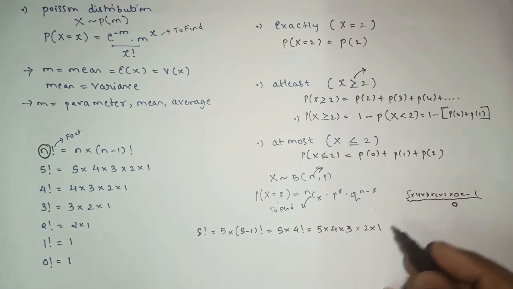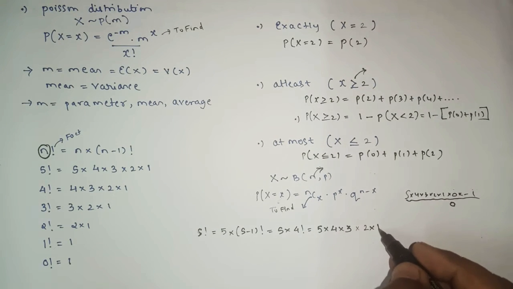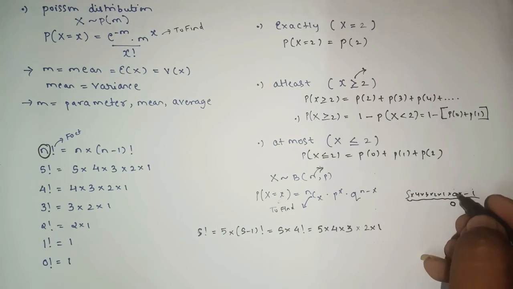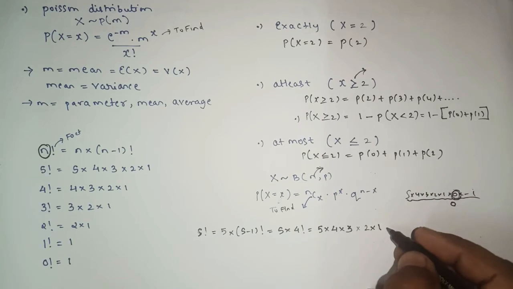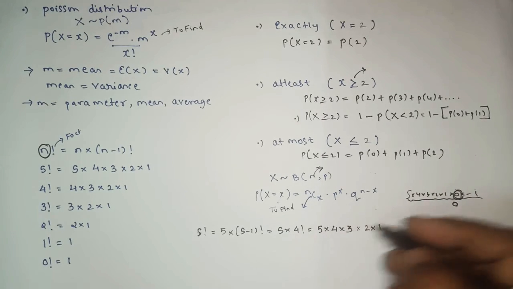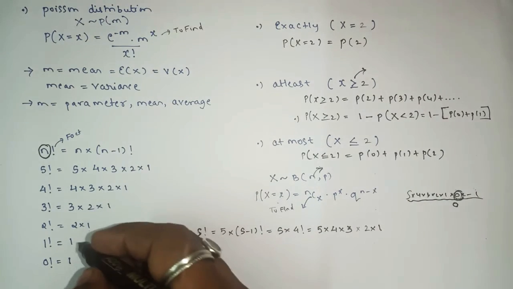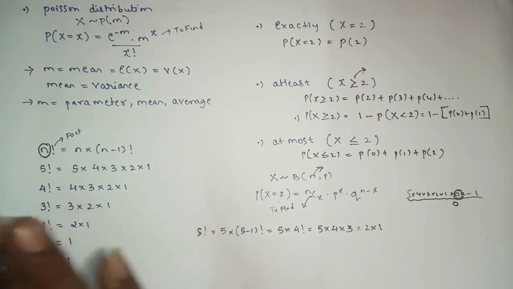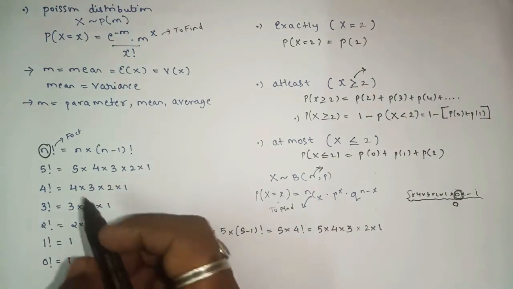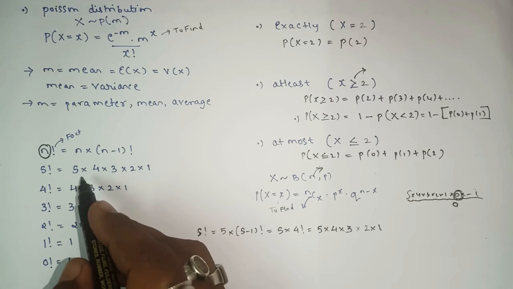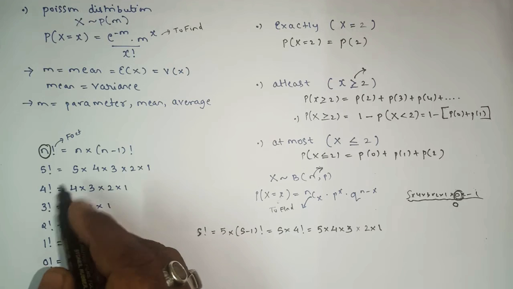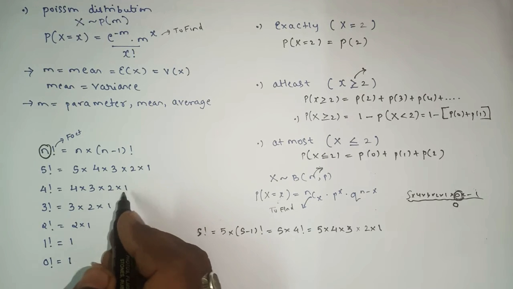So I can say that n belongs to the natural numbers. Till the natural numbers you have to take. We cannot consider the whole numbers, because if you consider the whole numbers, that means 0, and 0 into a number will be 0, and in each and every case the factorial answer will be 0. So here we have to consider till 1 only. Okay, so 5 factorial we can write as 5 into 4 into 3 into 2 into 1. 4 factorial we can write as 4 into 3 into 2 into 1.